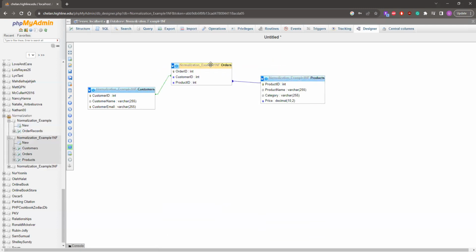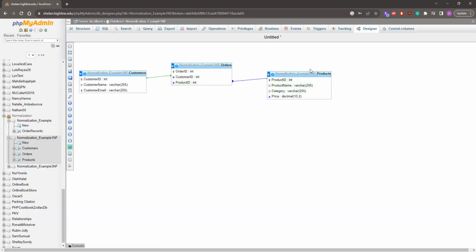Excuse me, my voice is not really that good today. Okay, so now if you look at this, we divided all that data into 3 different tables. The first one is the customers table: customer ID, customer name, customer email. We can obviously have more information about the customer, but this is just an example. And we have the orders table. The only thing the orders table is doing is connecting these two together. So the orders table would have the customer ID from here and product ID from here, and that would be the actual order.